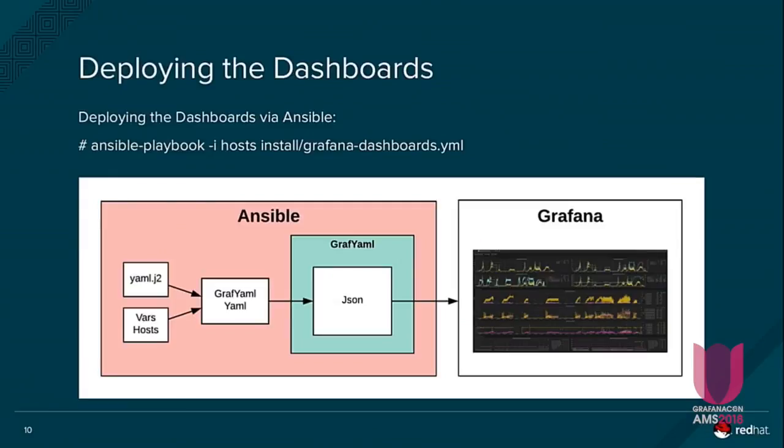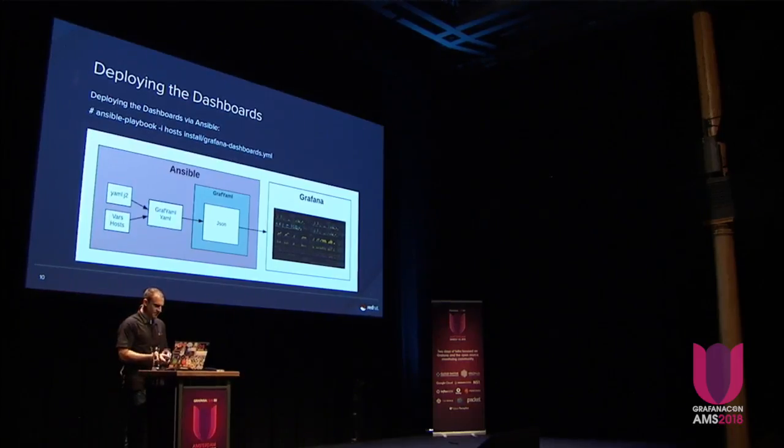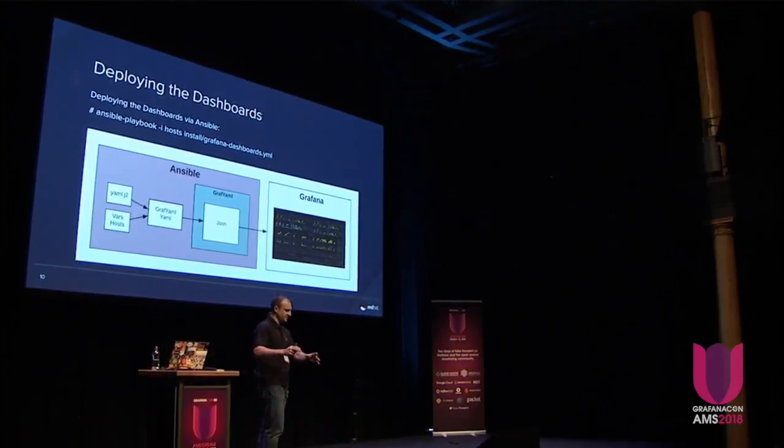So deploying our dashboards, probably the meat and potatoes, is one of the things you're probably most interested in: the dashboards that we have. Those are stored as YAML.j2 files. A J2 is a Jinja file, basically a template that you can apply and manipulate. So we take that YAML and convert it into graph YAML, and then that gets converted into JSON and sent to Grafana, and that's your actual dashboard there.